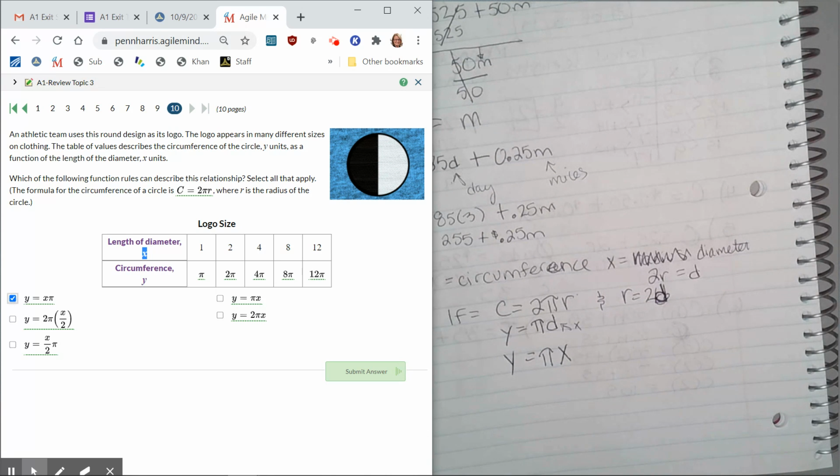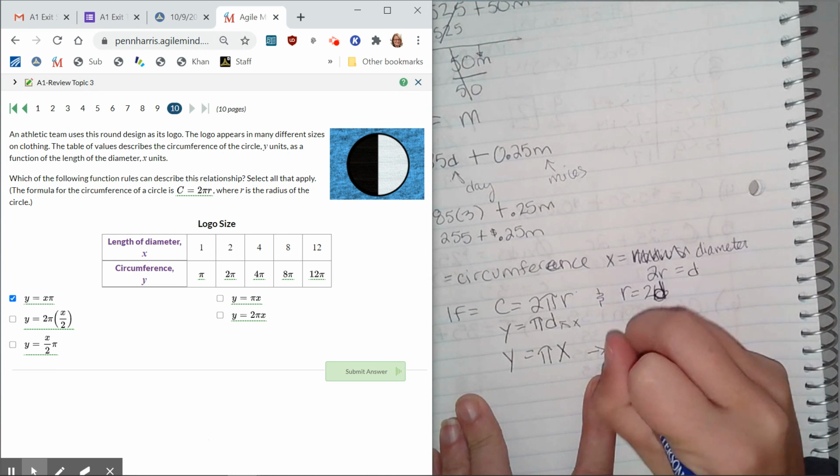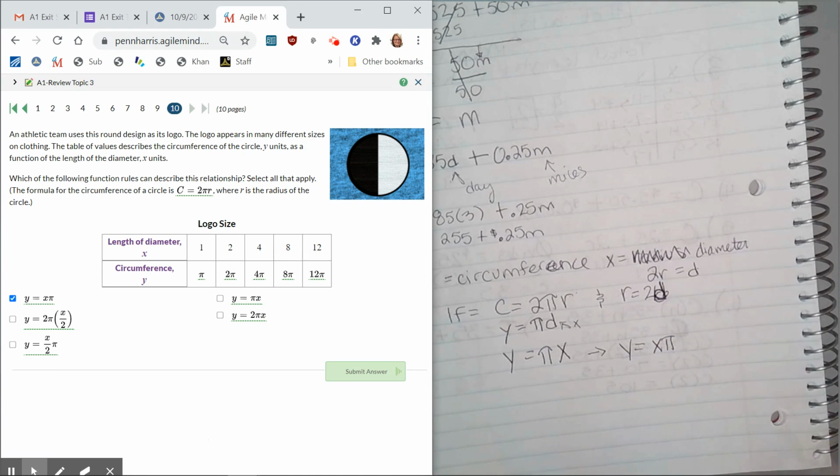If you guys remember the commutative property, maybe you guys have seen the TikToks, we're twins, we're twins. I am me, she is she, except when we switch or something like that, okay? That means the same thing as y equals x times pi. 2 times 3 is 6, and 3 times 2 is 6. So I'm going to go ahead and check this box here, okay?